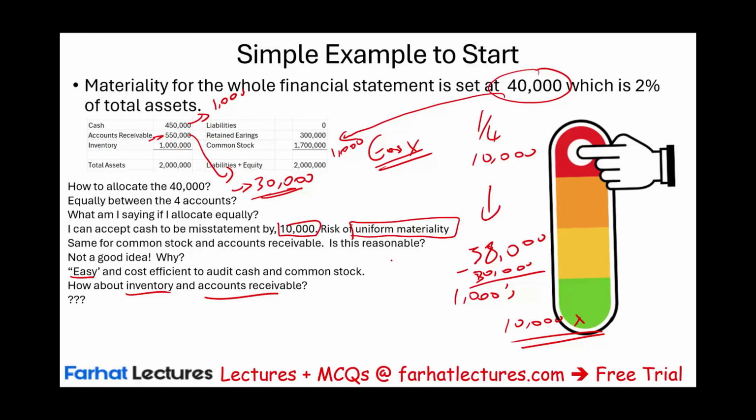Why not the remaining 38,000? The lower I set my performance materiality, the more likely I'm going to catch those mistakes, because anything above 30,000 is material. So I'm going to try to catch every mistake below 30,000 and fix it, because I don't want those small mistakes to add up. So I'm going to allocate 30,000 to account receivable.